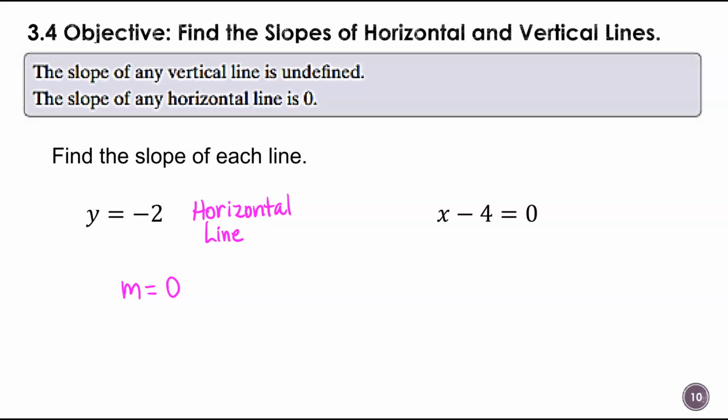Okay, on the next one, if we solve for x, we would add 4 to both sides. So x is 4. And then knowing that x equals 4 is a vertical line, that's what I know about this. It is a vertical line. And a vertical line has an undefined slope, right? So I'm going to say undefined slope. All right, so we don't have a numerical answer for this one. We just simply say undefined. And you do have to know the terminology for this.